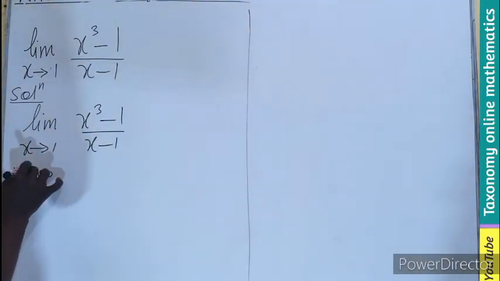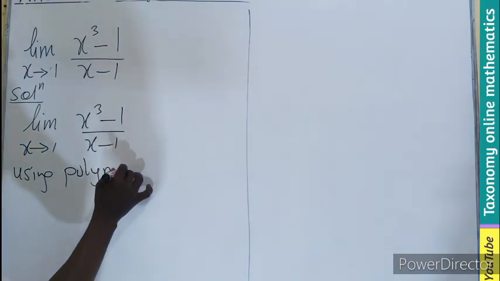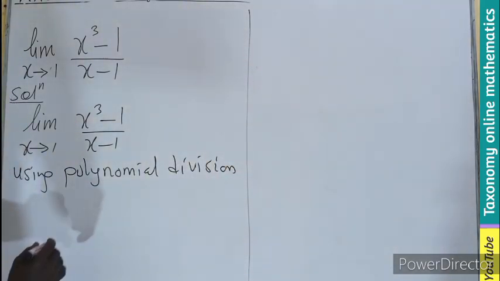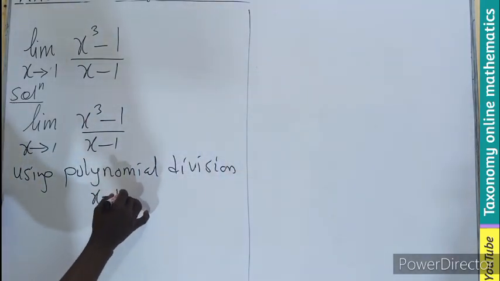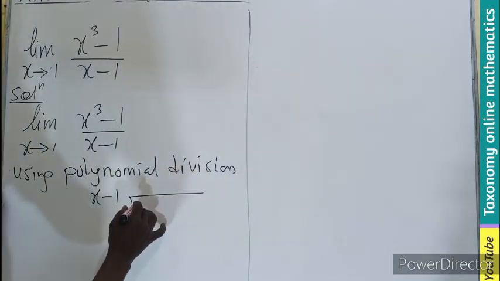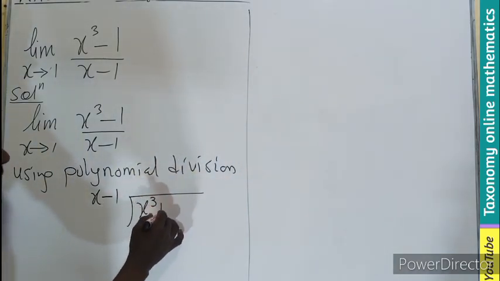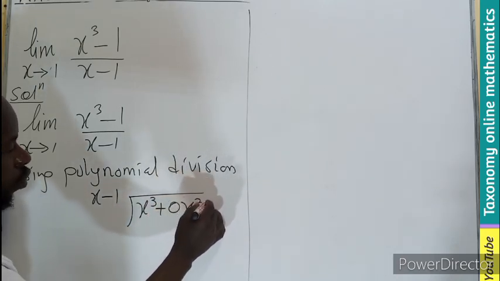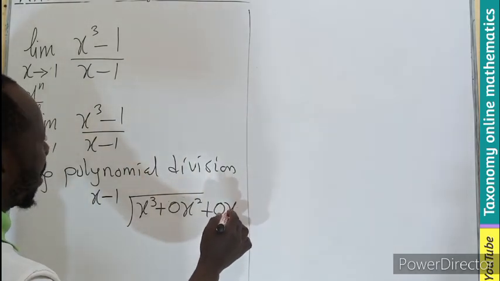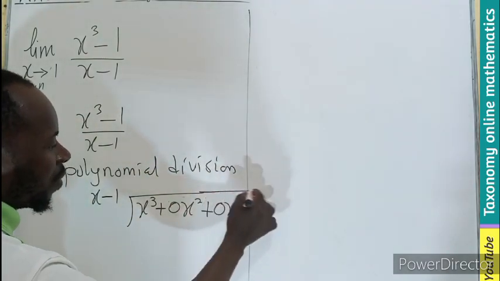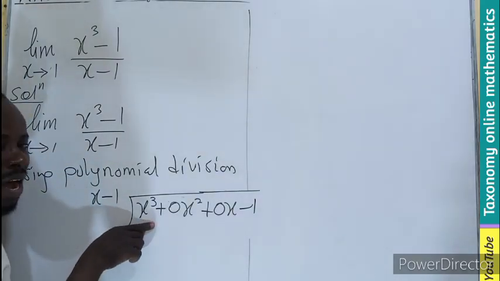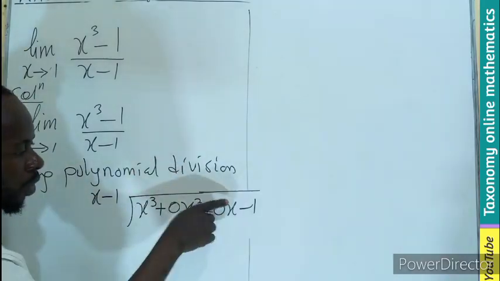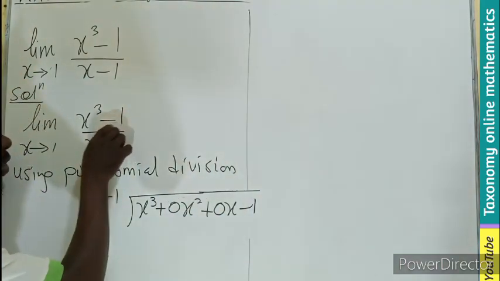Using polynomial division, meaning the divisor is this, dividing our dividend, x to the power 3 plus 0x to the power 2 plus 0x to the power 1, then minus 1. Don't forget, polynomials have decreasing powers. The variable has decreasing powers: power 3, power 2, power 1, then power 0, which is the constant we have here.